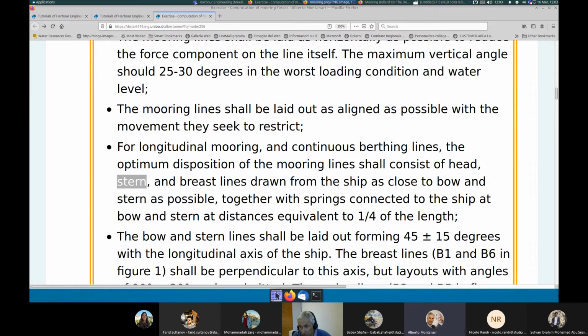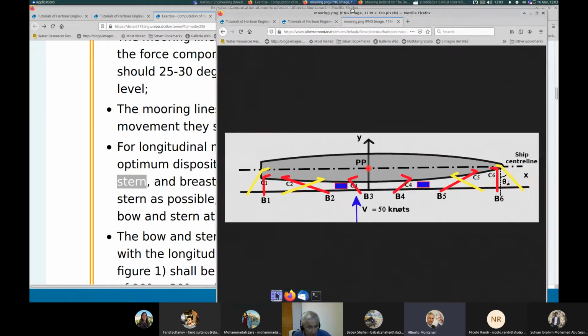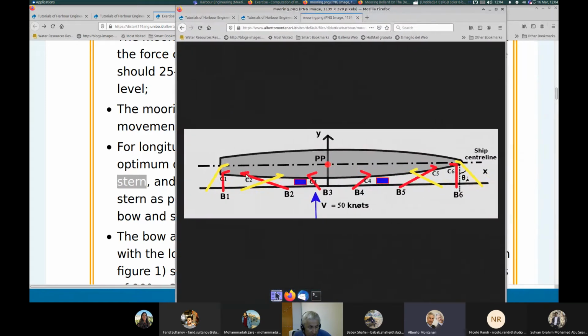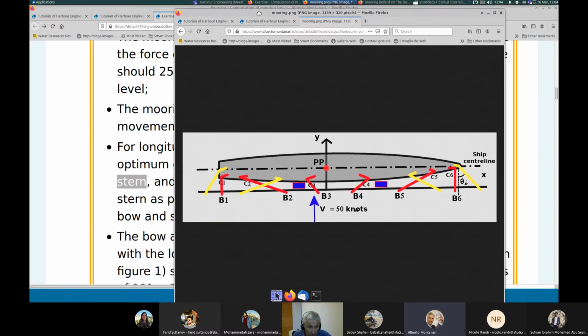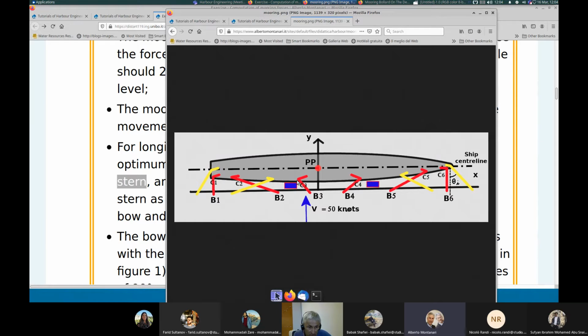One second. Here it is. Now, the breast line is, for instance, the one connecting C2, chock C2, with bollard B2. And you see that it's symmetric on the other side towards the bow. There is a breast line B5, C5. Good. And then there are the springs. The spring lines are C3, B3, B4, C4. Good.